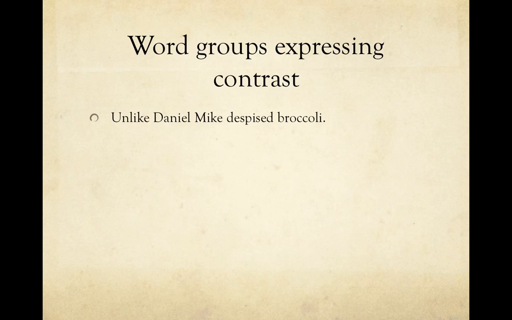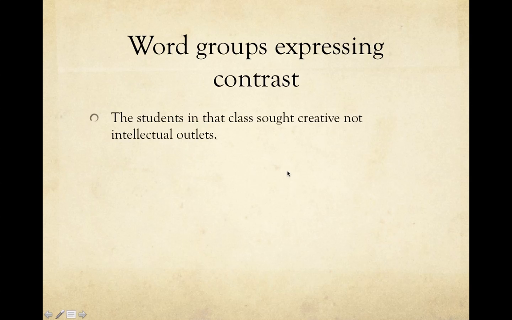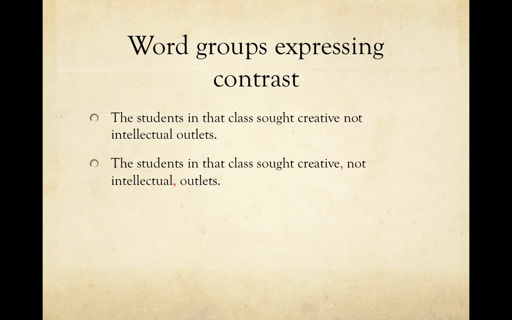Word groups expressing contrast. Sharp contrasts beginning with words such as not, never, and unlike are often set off with commas as well. So add a comma after Daniel to contrast Daniel's and Mike's opinions of broccoli. Again, this contrast might interrupt the flow of a sentence. The students in that class sought creative, not intellectual, outlets. Add commas after creative and intellectual to set off this contrast.